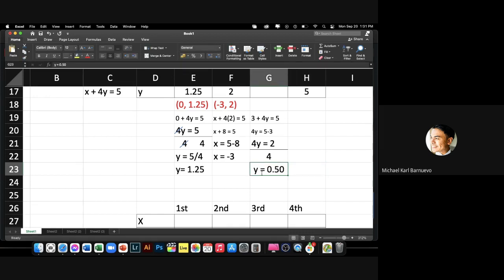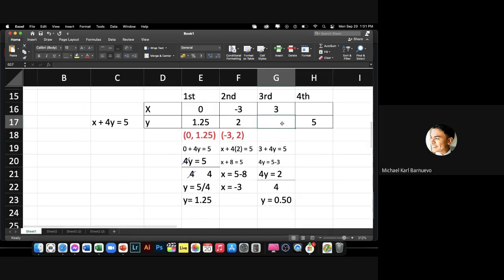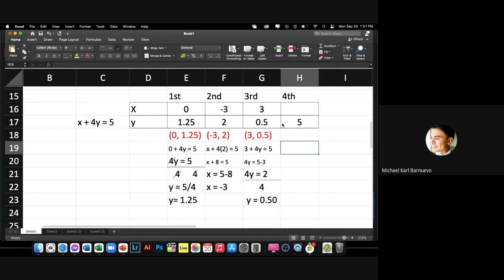Okay. Sir, paano naging 0.50? 2 divided by 4 is 0.50. Let's verify nga. 2 divided by 4. Yes, it's 0.50. So, lagyan natin dito 0.50. Alright, so we now have our third coordinate. 3, 0.5.